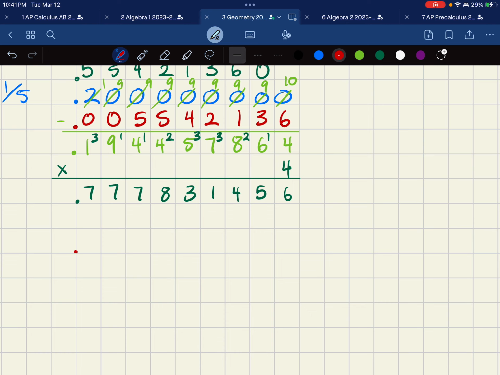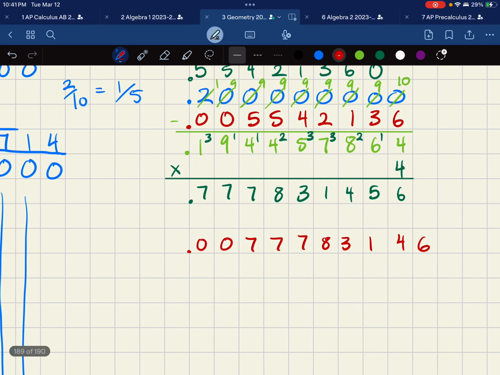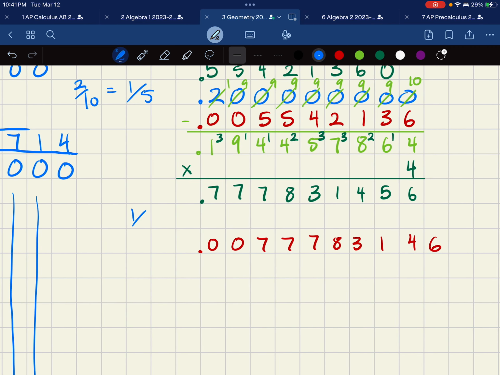So this is going to be 0.007778314. Okay, now I'm going to round. This should round up to a 6 now. So rounding to a 6, and the next fraction that I need is 1/3. Most students know what 1/3 is, but if it helps you, it's the same thing as 3/9. Anytime that you divide by 9, you just repeat that number over and over. This is going to be 0.3 a bunch of times.